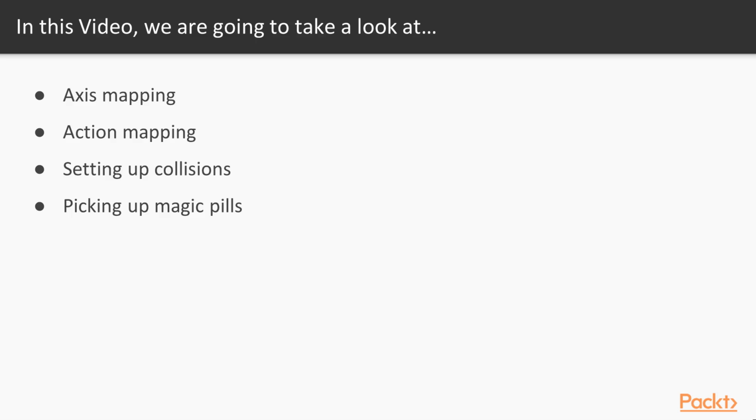At first, I'm going to give you a little introduction about what we are going to cover in this video. Then we learn about axis mapping and action mapping. These are the two main primary ways that Unreal Engine allows you to utilize input in your game. The input could be either a continuous input or a discrete input, and that makes the input either an axis map or an action map. Then in the next video, we are going to set up collisions, and the combination of these two videos will be the effect of allowing our player to pick up magic pills.